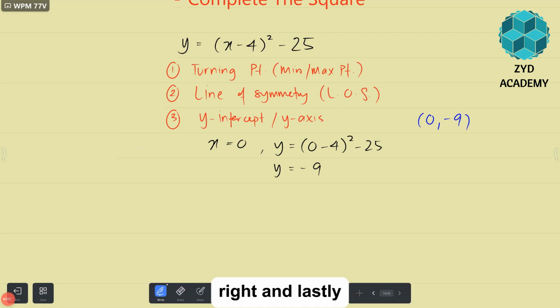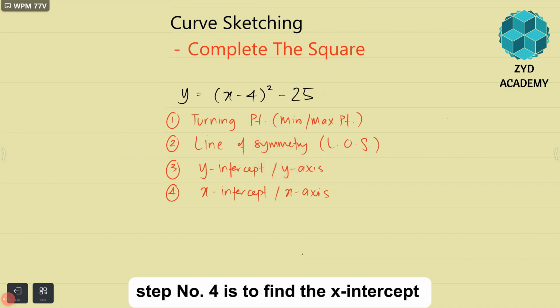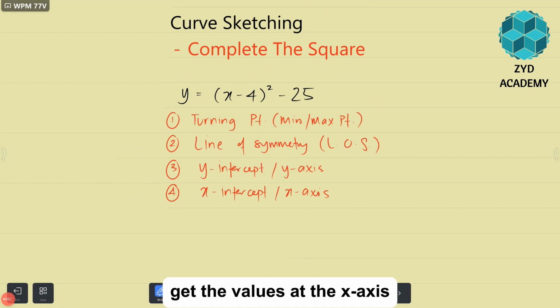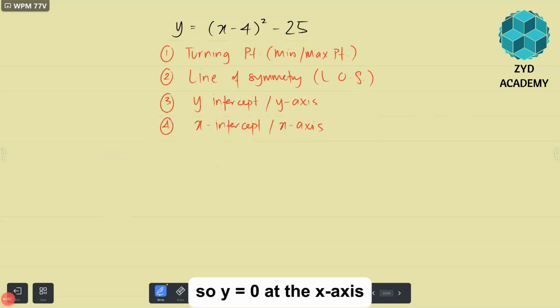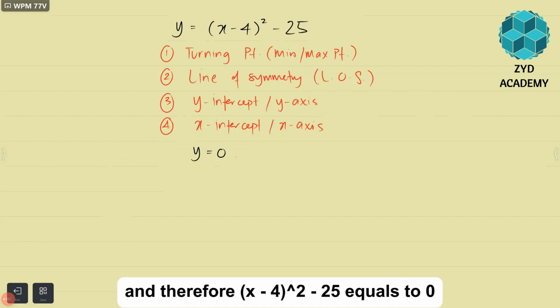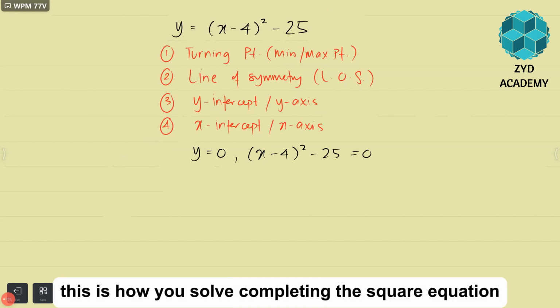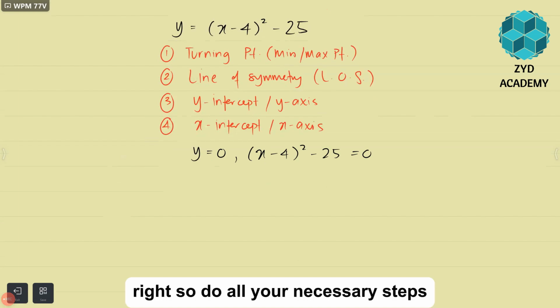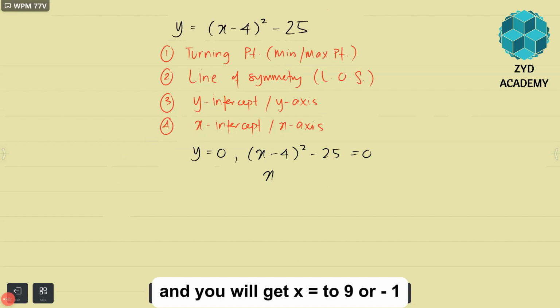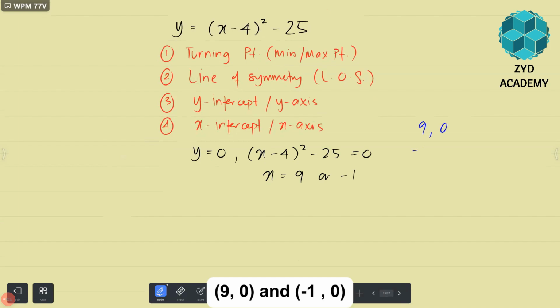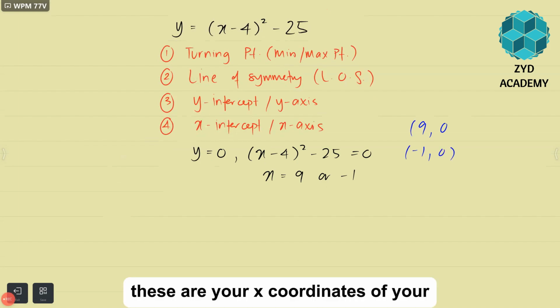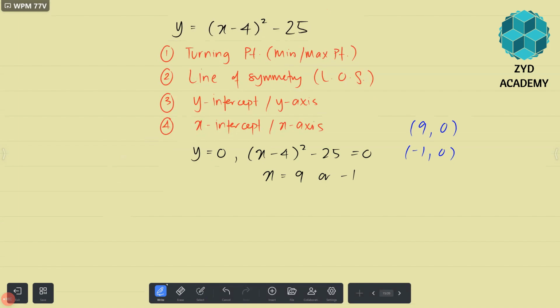Right? And lastly, step number 4 is to find the x-intercept. Okay, the value is at the x-axis. So y equals 0 at the x-axis, and therefore (x - 4)² - 25 = 0. If you recall, this is how you solve a completing the square equation, right? So do all your necessary steps and you will get x equals 9 or -1. These are your two x values. So we put it aside, we have (9, 0) and (-1, 0). These are the x-intercepts of your curve.